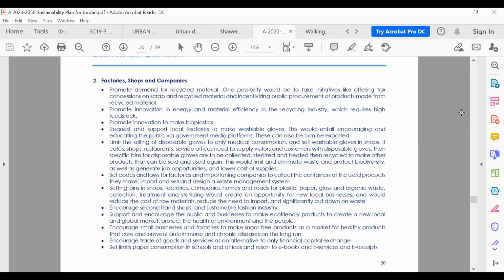pandemics. This would entail encouraging and educating the public via government media platforms, and these can also be exported to other countries. Limit the selling of disposable gloves to only medical consumption and sell washable gloves in shops. If cafes, shops, and restaurants and service offices need to supply visitors and consumers with disposable gloves, then the specific bins for disposable gloves are to be collected, sterilized, and treated, then recycled to make other products that can be sold and used again.